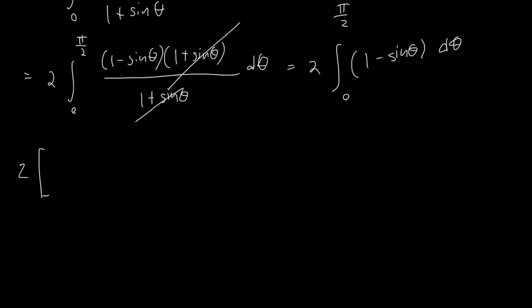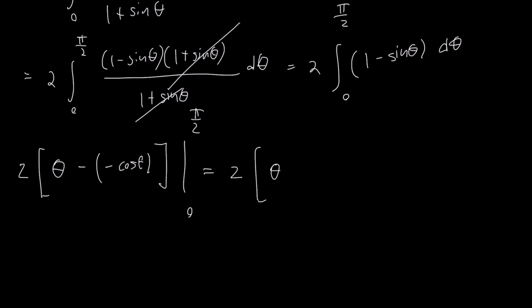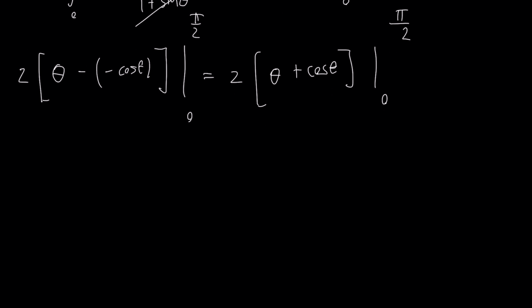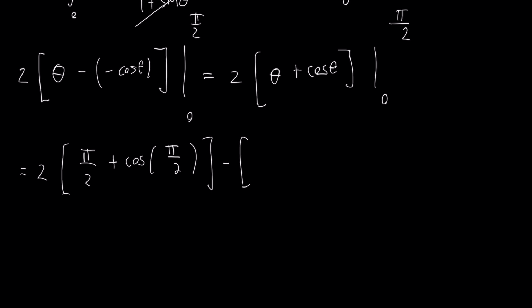So we have twice theta minus negative cosine theta, evaluated from 0 to pi over 2. This is equal to twice theta plus cosine theta from 0 to pi over 2. Now we have to evaluate the endpoints. This is equal to twice pi over 2 plus cosine of pi over 2, minus 0 plus the cosine of 0.